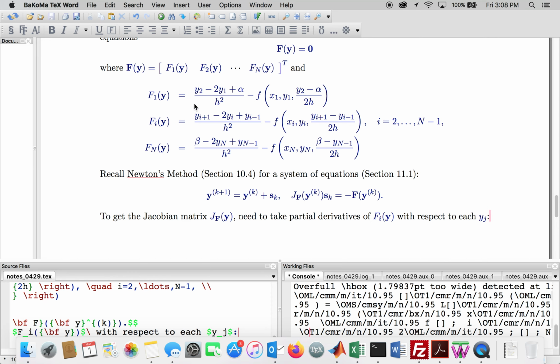But notice that each one of these component functions of f depends only on, at most, 3 y values. So fi depends on yi minus 1, unless it's a boundary point, and yi plus 1, unless it's at a boundary point. When the indices match, that's a diagonal entry. So the derivative of fi with respect to yi gives me the ii entry, so that sits on the diagonal.